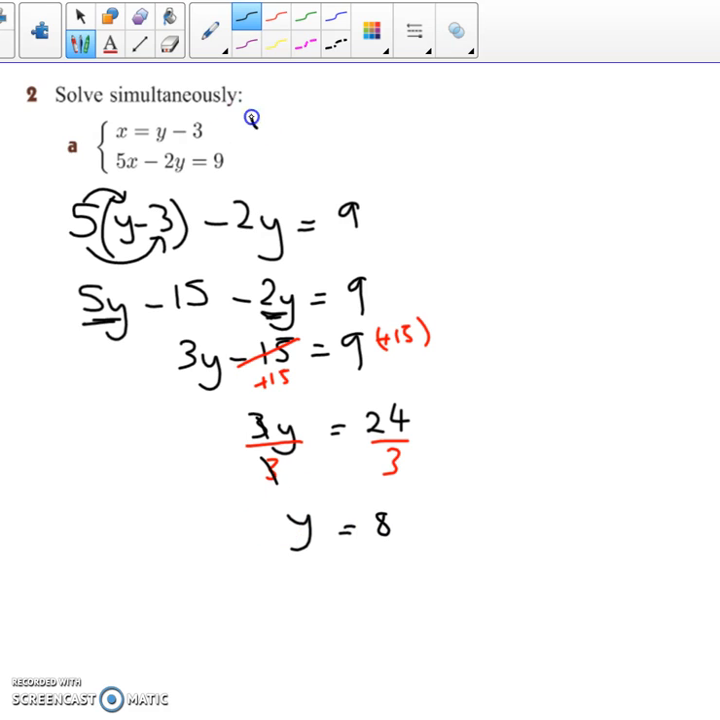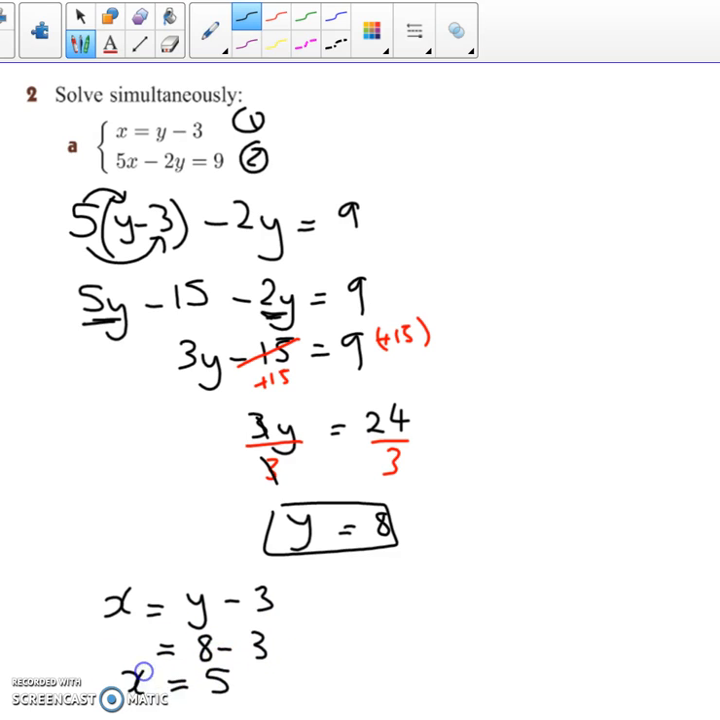So now we go back to our number 1. Sorry, I should have done that first. We go back to 1, and to find x, we substitute 8 in instead of y. So we'll put that in and show the steps. 8, take 3.